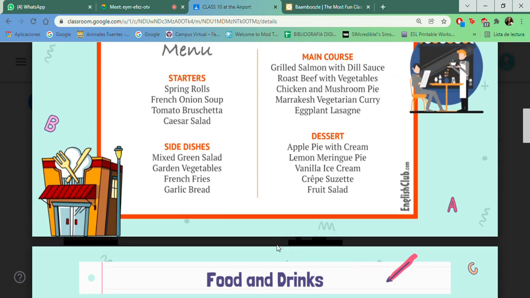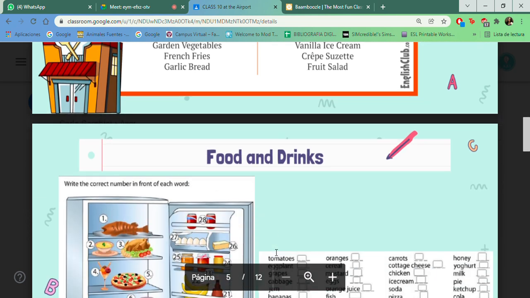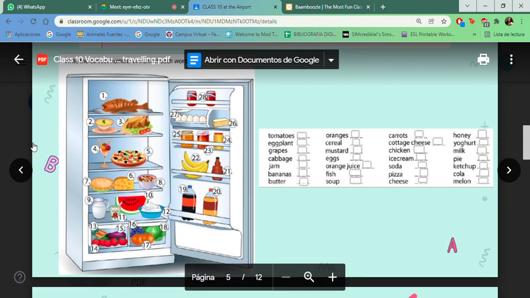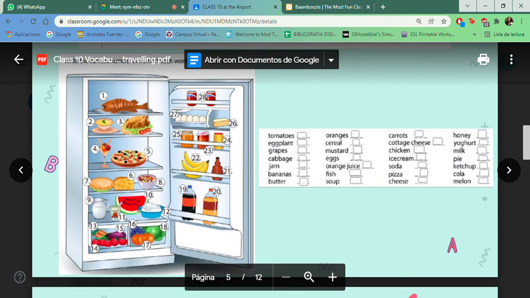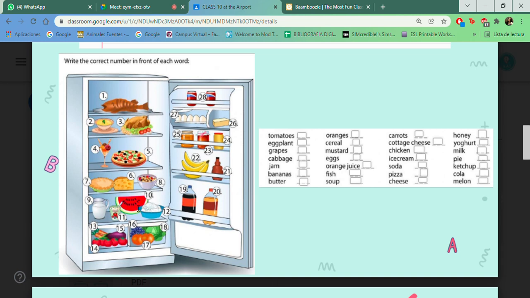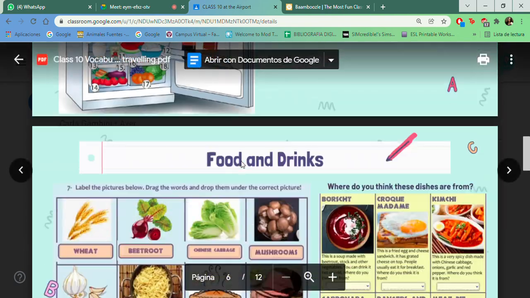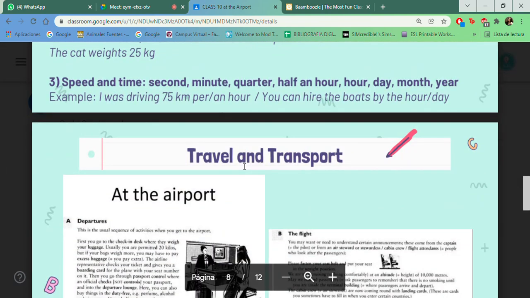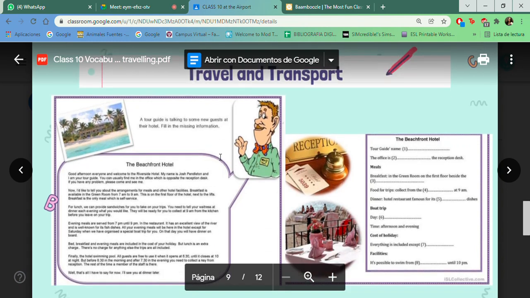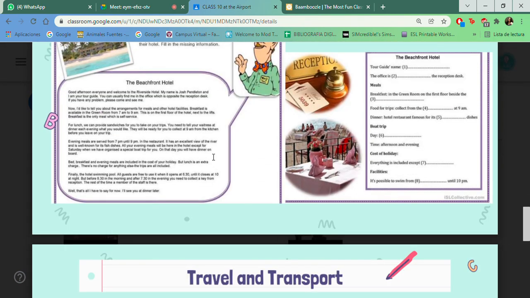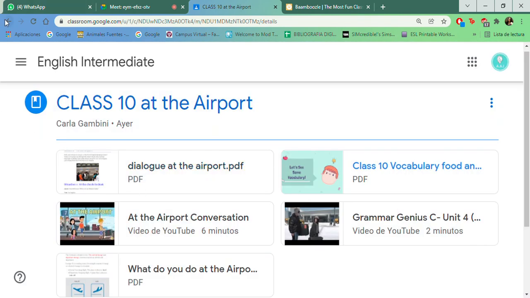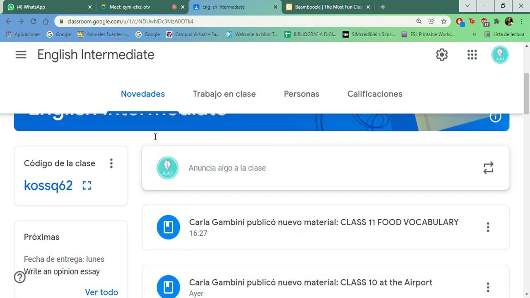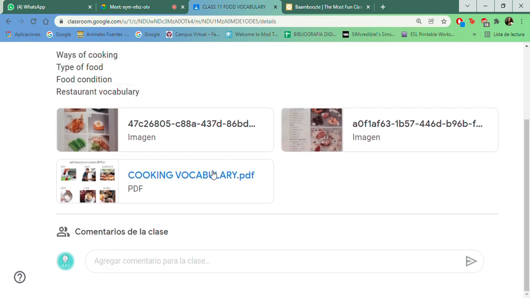Great, excellent. And here we have just to practice the vocabulary. That is really easy. I think you already know these words, but we can do it after the cooking vocabulary. Good. Great. This was at the airport, right? Excellent. So let's practice the cooking vocabulary. Was here and here. Great.